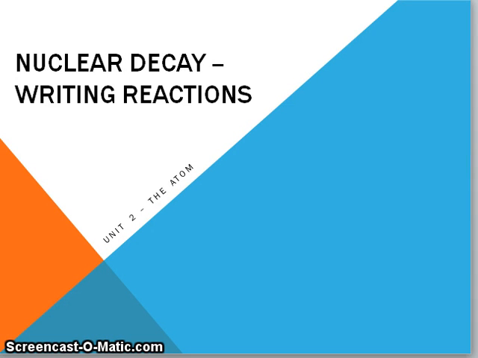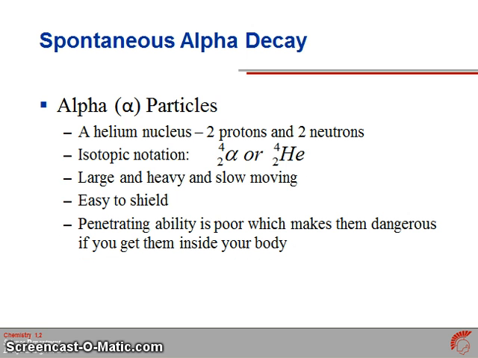Hi, welcome to our video on how to write chemical reactions for nuclear decay. We're going to start talking about alpha decay, beta decay, and gamma decay, so please take out your notebook so you can start taking notes.